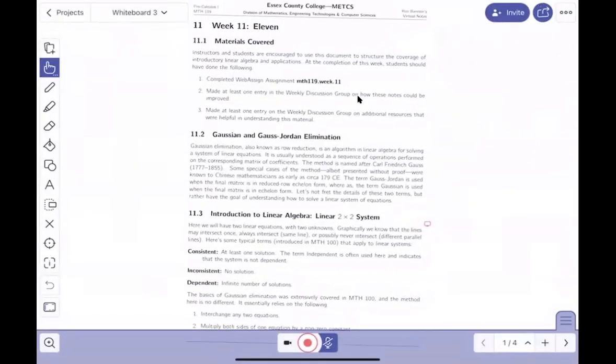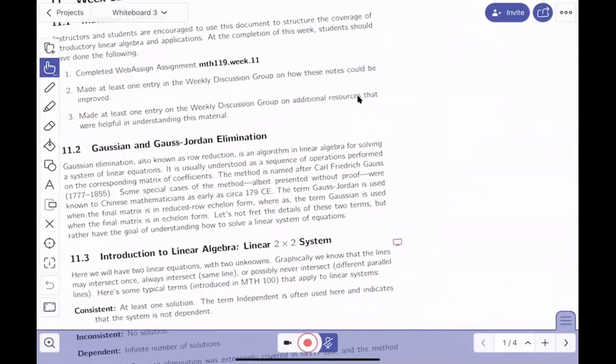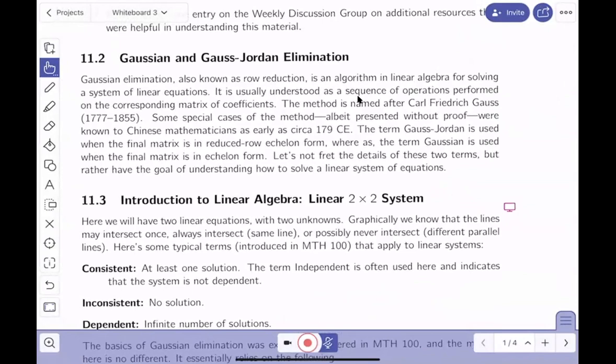All right. Give me a second here. So what are we doing over here? My recommendation is you should certainly read through some of this material. But just to paraphrase, and maybe I'll read part of it too, we're doing this Gaussian or Gauss-Jordan elimination. Gaussian elimination, also known as row reduction, is an algorithmic linear algebra method for solving a system of linear equations. I'll be honest with you, you've already been doing it. You've been doing it with the 2x2 system, and we'll take an example of that.